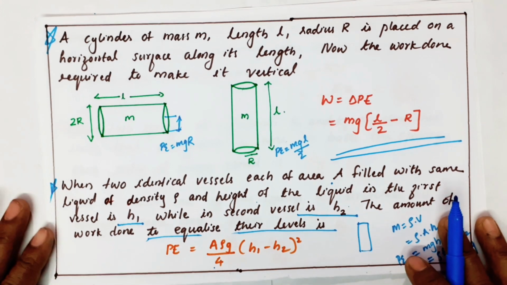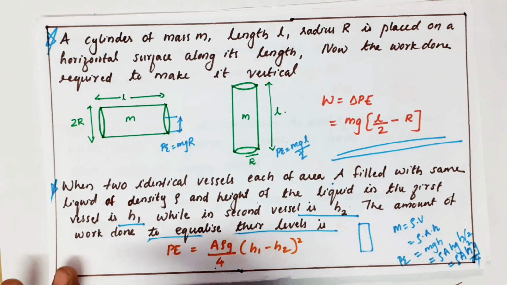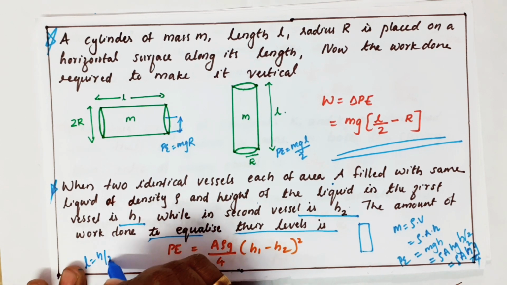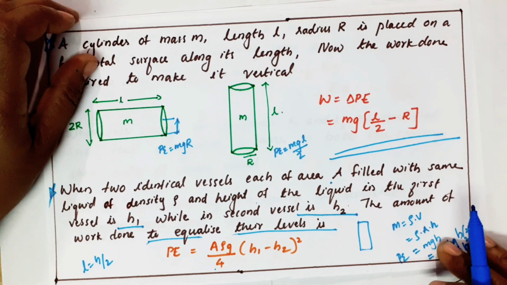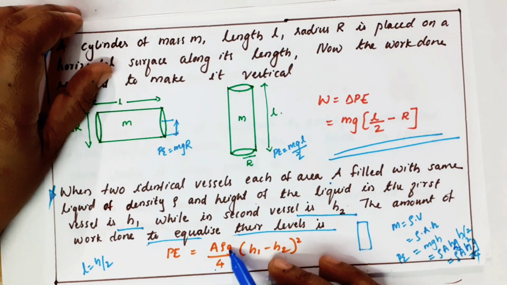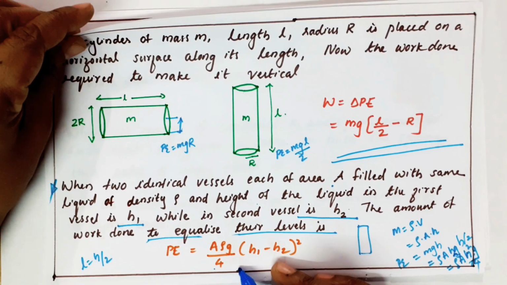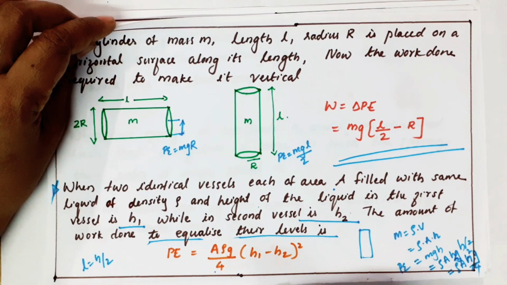Many people get confused about where I got 4. The 4 is there because we have taken the length as h by 2. What I told: in this type of density question, mass you write as density into volume, volume as area into height, and then potential energy is mgh. Mass is density into a into h, into g into h by 2. Here also h by 2 will come, so it will be h square by 4, and we get the formula a rho g by 4 into h1 minus h2 the whole square.